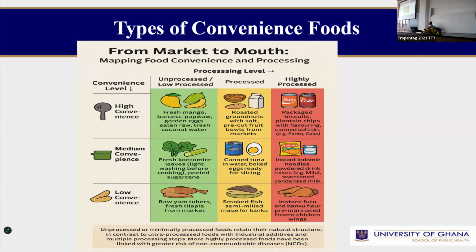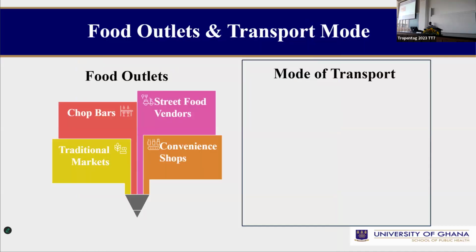So this runs across the middle convenience level and also the low convenience level, each having the level of processing of food according to the NOVA food classification. So where do they get their food from? There are 4 major food outlets that were identified.